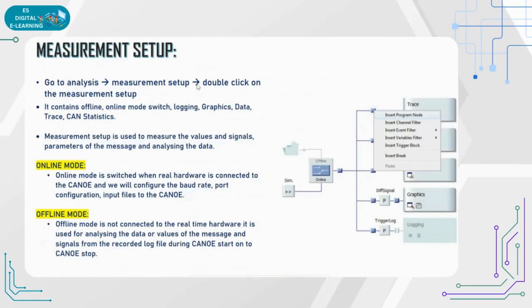So what is the measurement setup? What all does it contain? You need to say that it contains offline mode, online mode, logging, graphic, and CAN, the data and trace, and CAN statistics. Can you write this down? Give the heading of the measurement setup, and you can write down the same steps as in the notes.